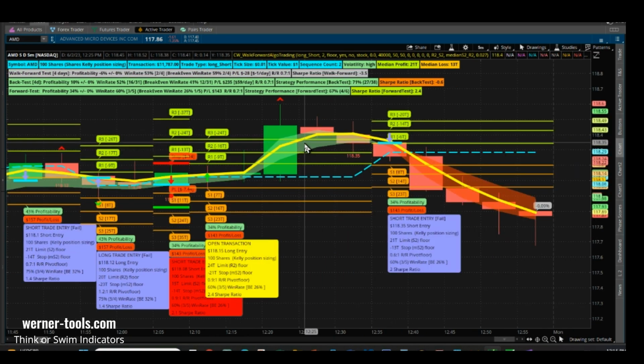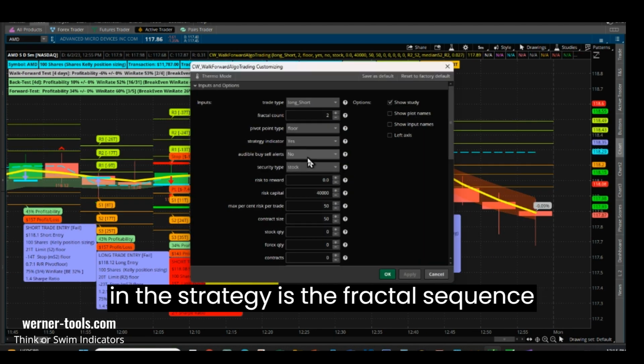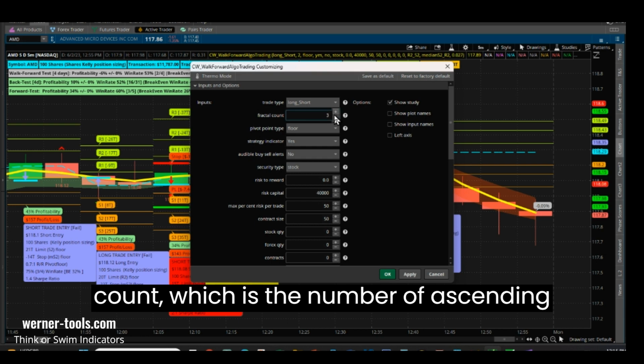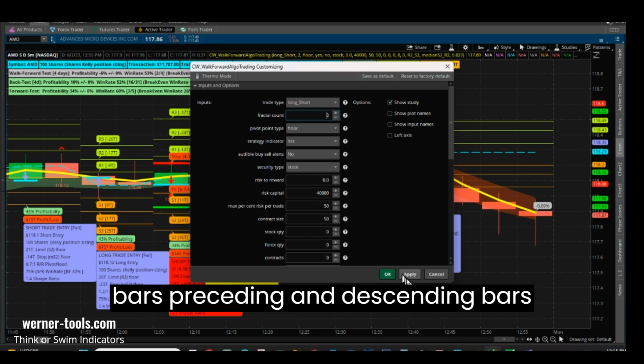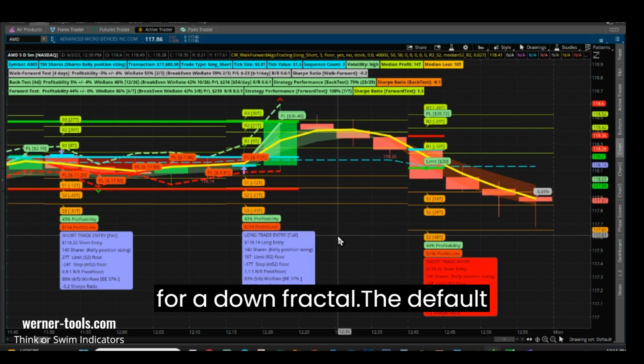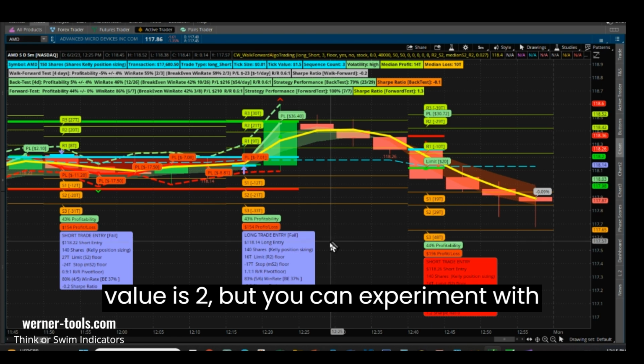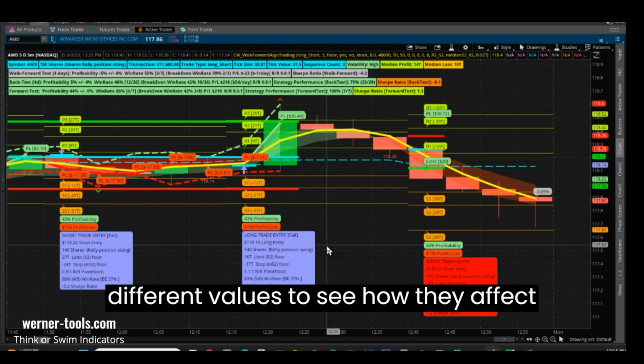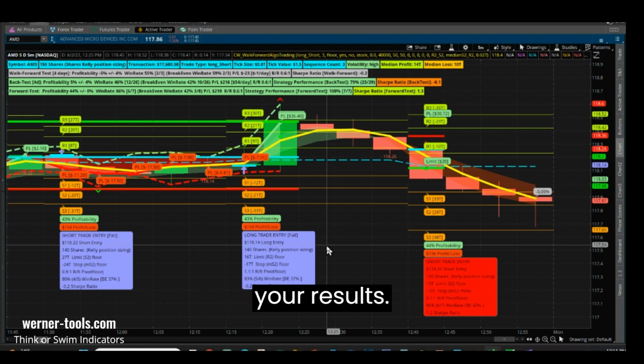strategy. The only parameter that you can change in the strategy is the fractal sequence count, which is the number of ascending bars preceding and descending bars following an up fractal, or vice versa for a down fractal. The default value is 2, but you can experiment with different values to see how they affect your results.